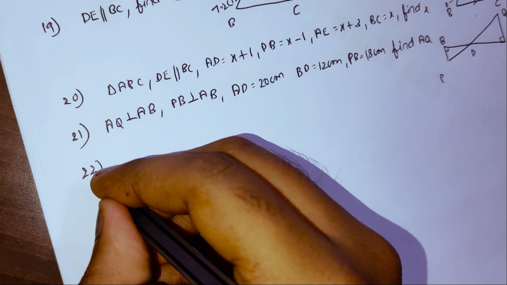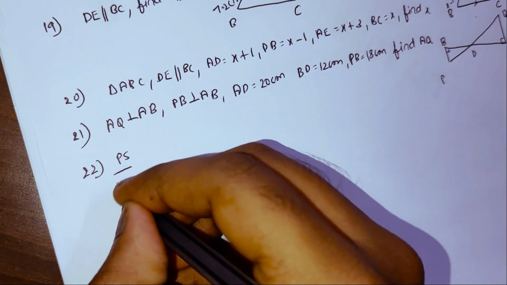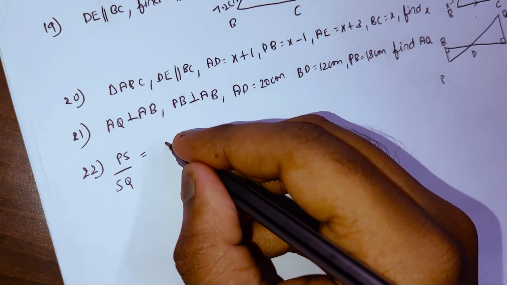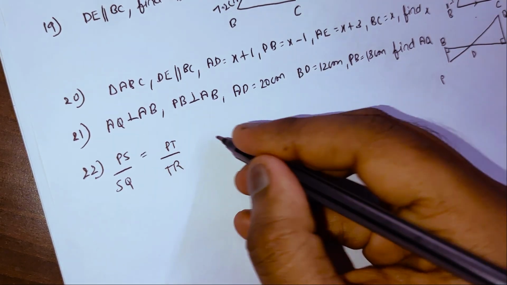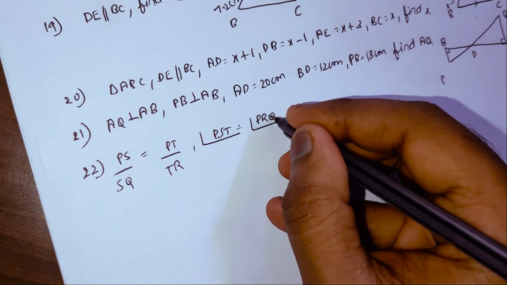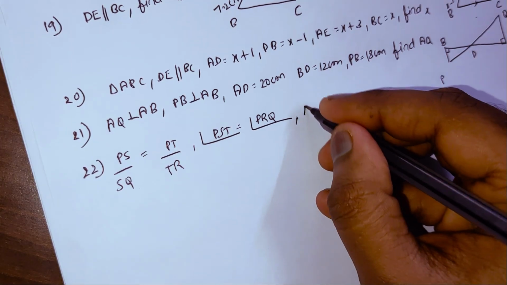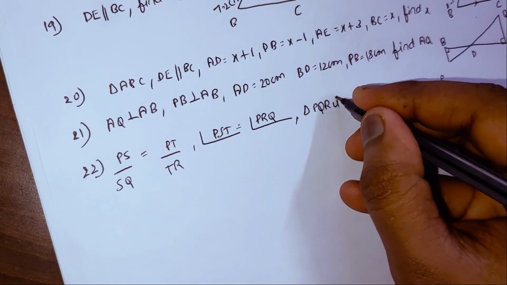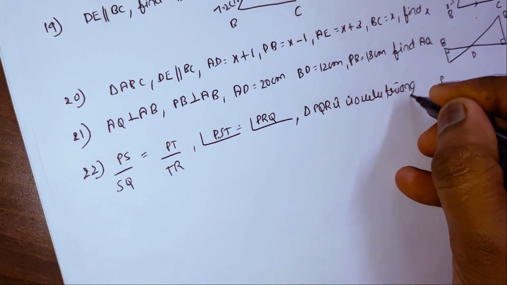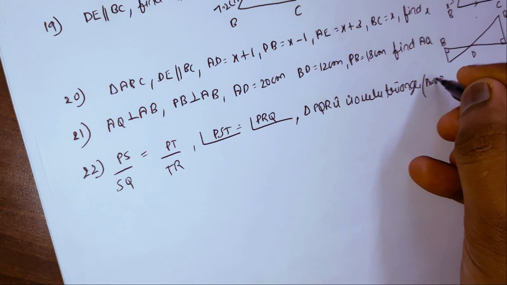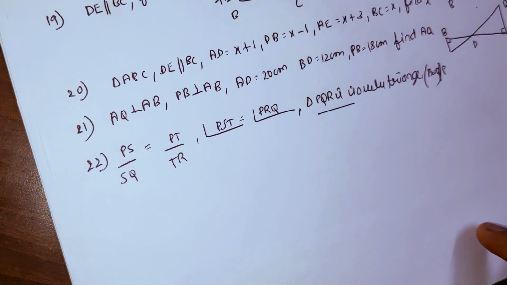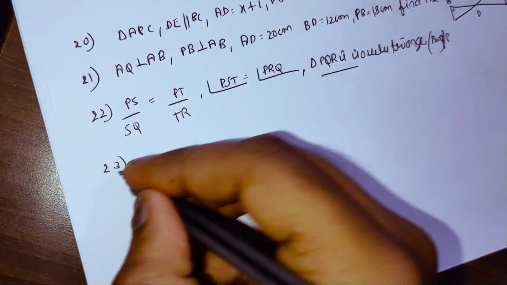22nd question. PS by SQ is equal to PT by TR and angle PST is equal to angle PRQ. You have to prove that triangle PQR is an isosceles triangle. Proof. You have to prove PQR is isosceles. Moving to the 23rd question.